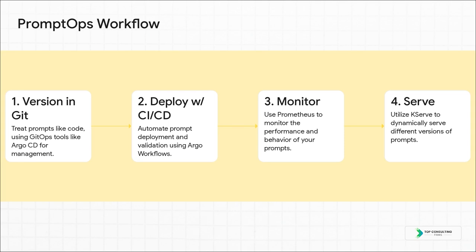You start treating your prompts just like code. You version them in Git, you deploy your changes through a CI/CD pipeline with a tool like Argo, you monitor their performance in production using Prometheus, and finally, you use something like KServe to dynamically serve different versions to see what's actually working best.